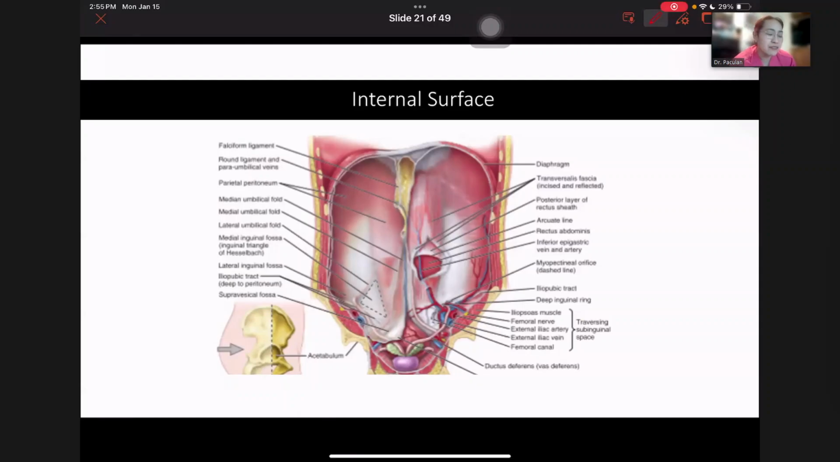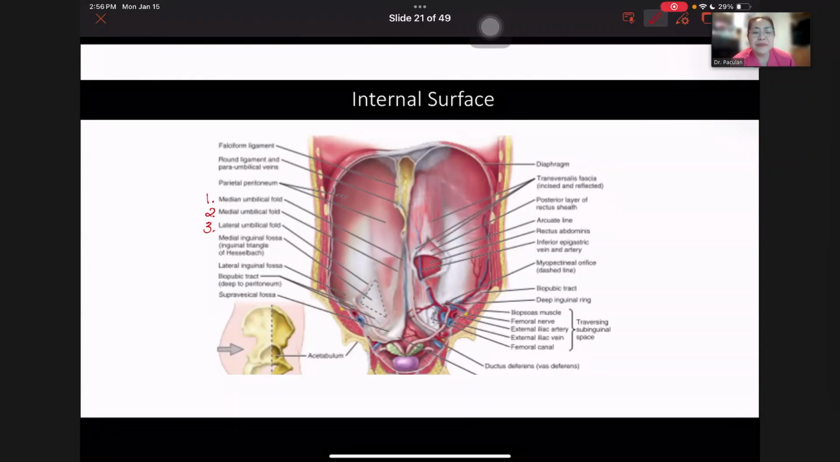The infraumbilical portion, so below the umbilicus, shows 5 umbilical peritoneal folds passing toward the umbilicus. So 1 in the median plane and 2 on each side. So you have your median umbilical fold, your medial umbilical folds, and your lateral umbilical folds.